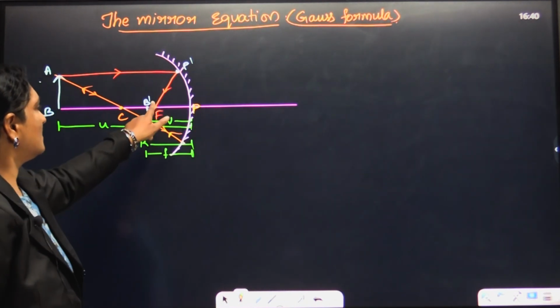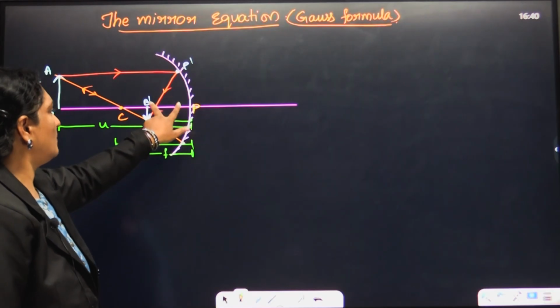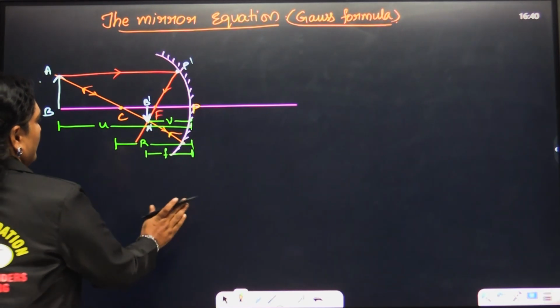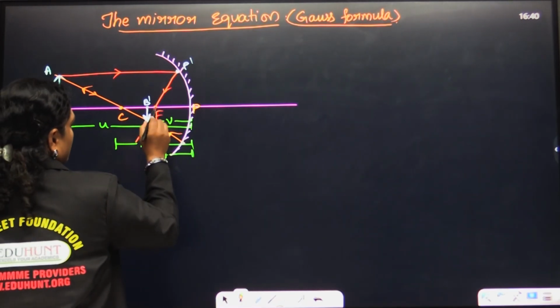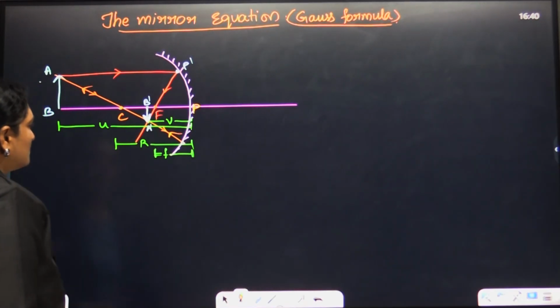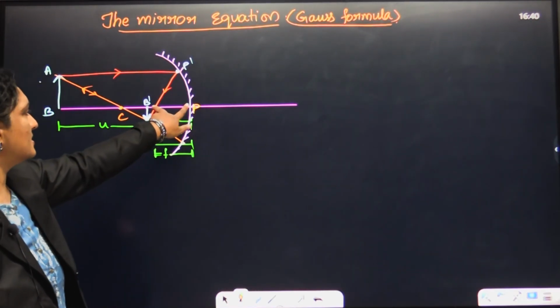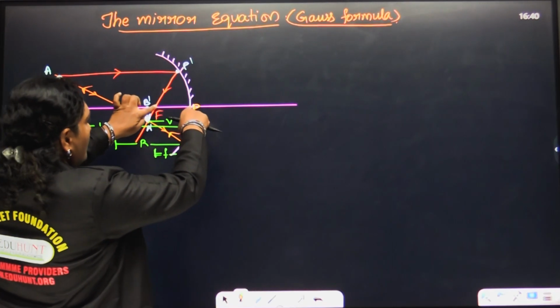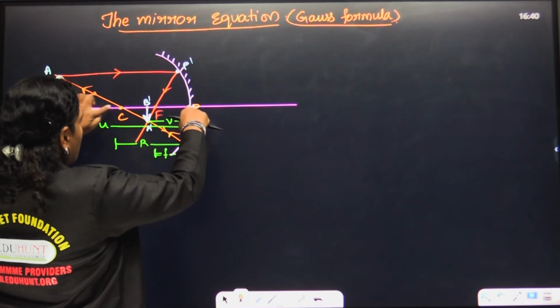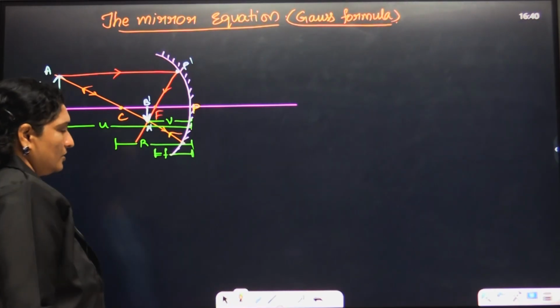The distance between the principal focus and the pole of the mirror is called the focal length, indicated with the letter F. So, four quantities I have given you. From here to here it is F. From here to here it is V. From here to here it is R. And from here to here it is U.